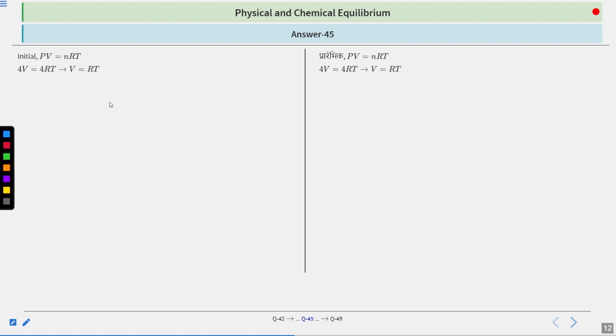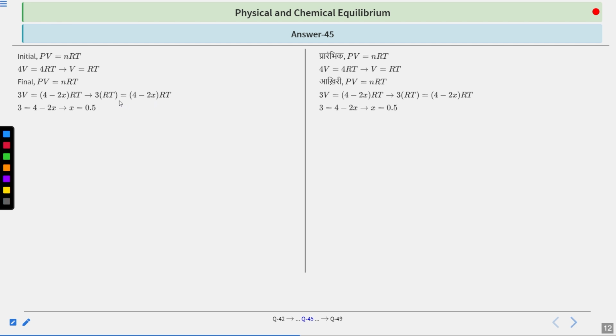Now initially PV is equal to nRT, so 1 into V equals 4 RT, therefore V is equal to 4RT. Therefore final PV equals nRT. So we put the value of P and n, we will get this thing. Now solving for x, this is giving us 0.5. Clear?